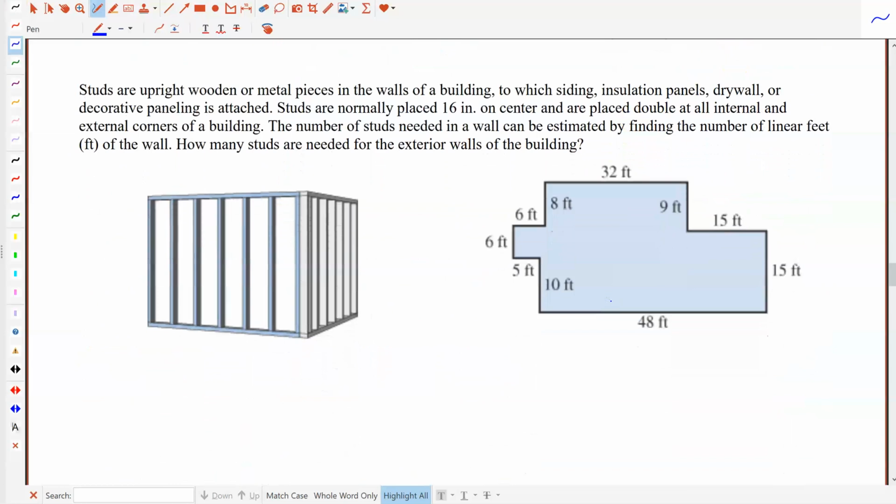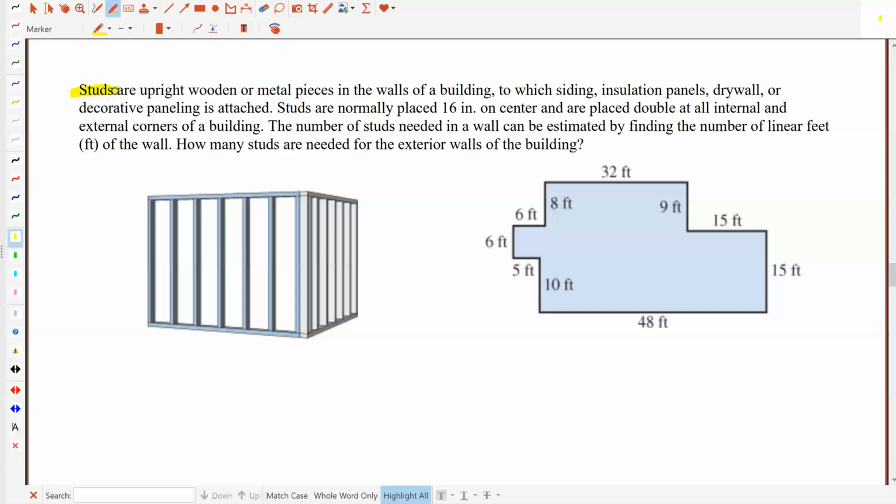So in this one, it says that studs are upright wooden or metal pieces in the walls of a building to which siding, insulation panels, drywall, or decorative paneling is attached. Now, studs are normally placed 16 inches on center and are placed double at all internal and external corners of a building. So the number of studs needed in a wall can be estimated by finding the number of linear feet of the wall. Now the question to us is how many studs are needed for the exterior walls of this particular building. All right, so again, just some basics of what's going on here.